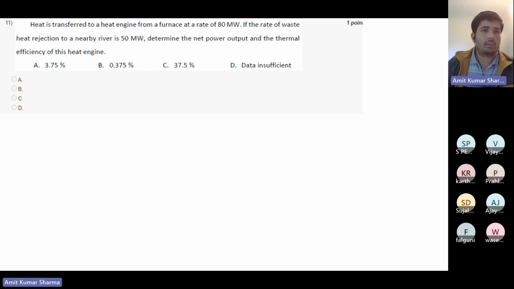Let's move to the next question. Heat is transferred to a heat engine from a furnace at a rate of 80 megawatt. If the rate of waste heat rejection to a nearby river is 50 megawatt, determine the net power output.